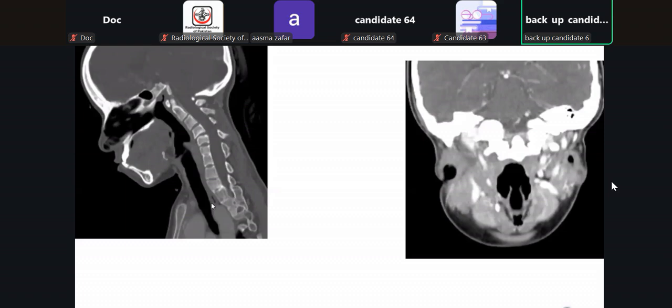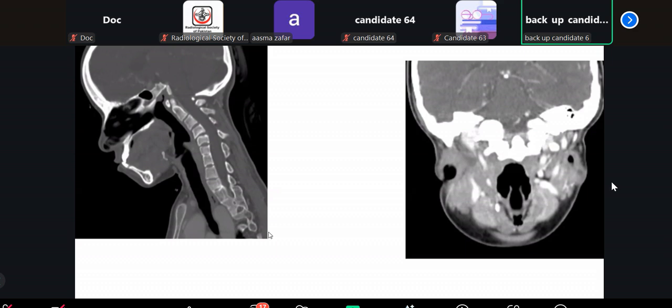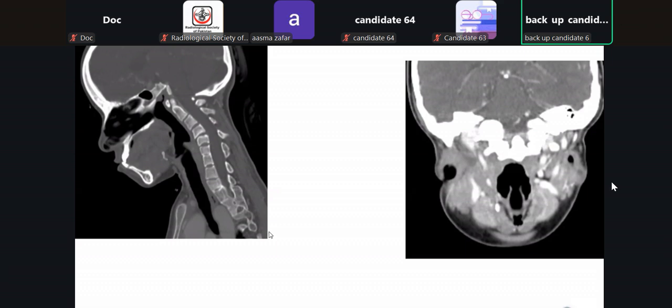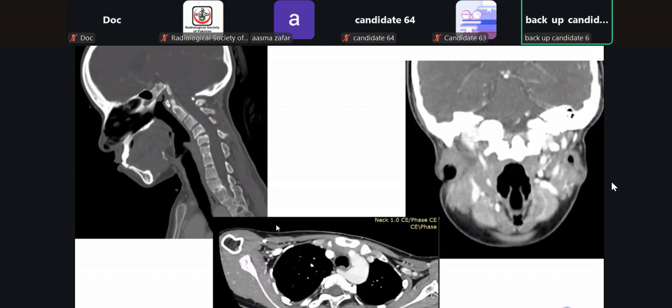Looking at the coronal post-contrast images, there is demonstration of widening of the right side space with some rim enhancing collection noted. Apart from that, no other abnormality is noted. So I suspect that in this patient there is widening of the prevertebral soft tissue with an air locule, likely due to an infective cause. Could be prevertebral abscess formation.